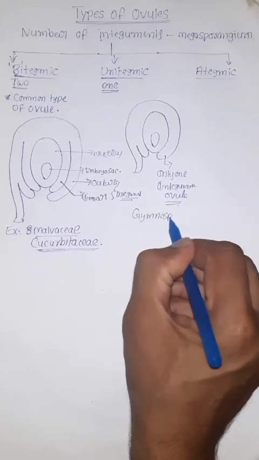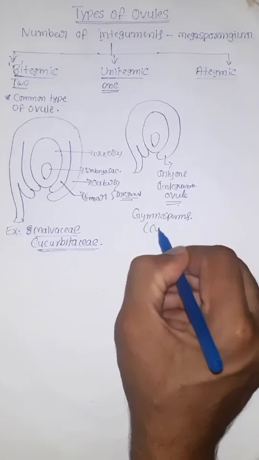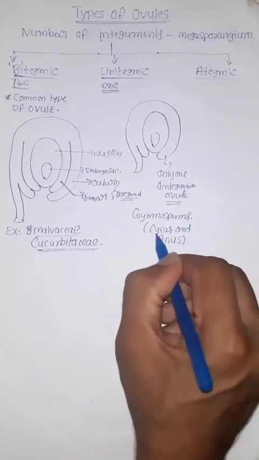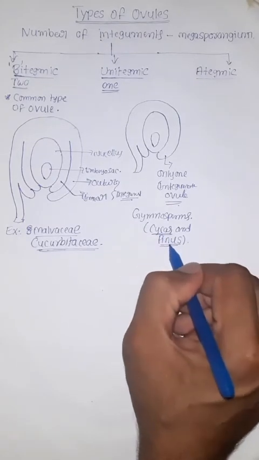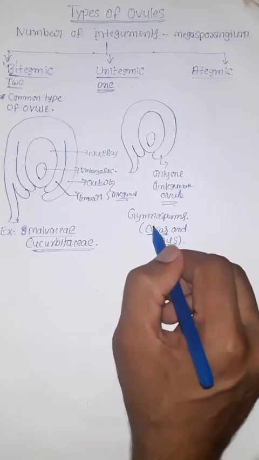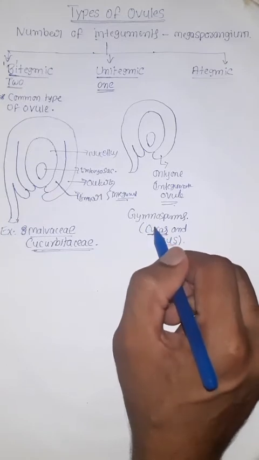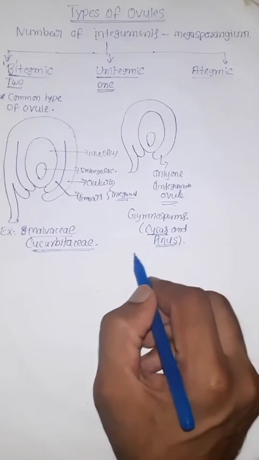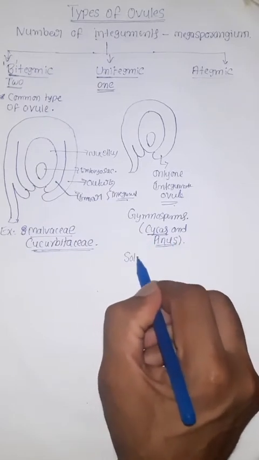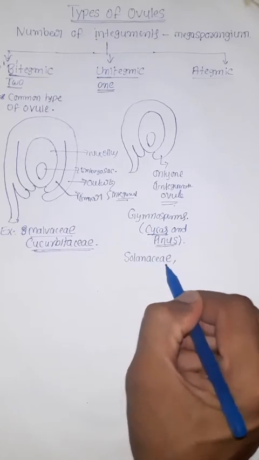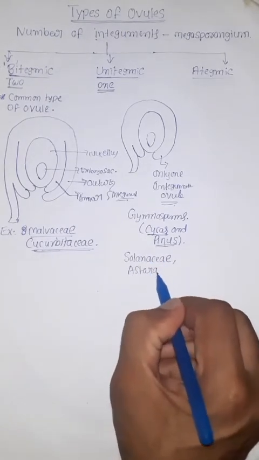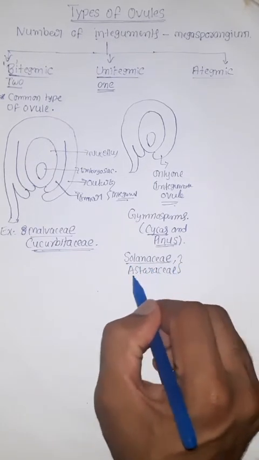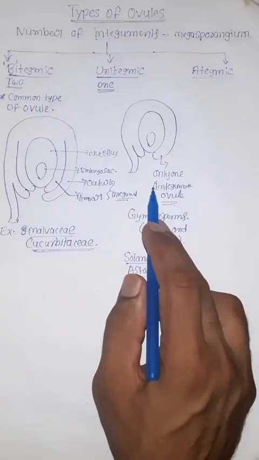This type of ovules we can see in gymnosperms like Cycas and Pinus. In Cycas and Pinus, these two are gymnosperm genera. In these plants, we can see unitegmic ovules. Not only in gymnosperms, in some angiosperm families like Solanaceae, Asteraceae, these two are just examples. In these families also, we can see unitegmic ovules.